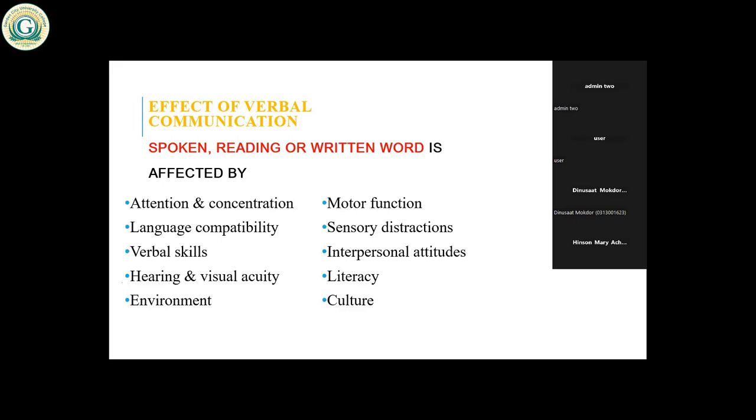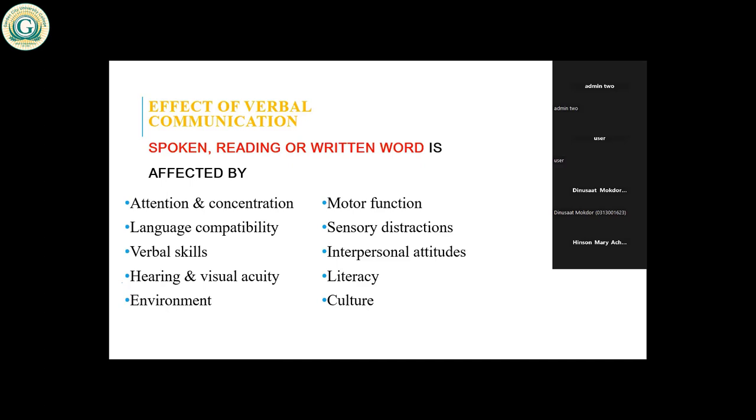Okay, so the effects of verbal communication. All speaking, reading, or written word is affected by your attention, as you are doing now. Attention and what? Your concentration, your language compatibility. We are all speaking English, so it's okay for you. But when we have different language backgrounds, it can affect the communication. Then the verbal skills, hearing and visual acuity, people that have this impairment. And the environment: when you have a noisy environment, when you don't have a serene environment, it can also affect communication. Your motor function, your sensory distractions, interpersonal attitude, literature, and culture can all influence verbal communication.